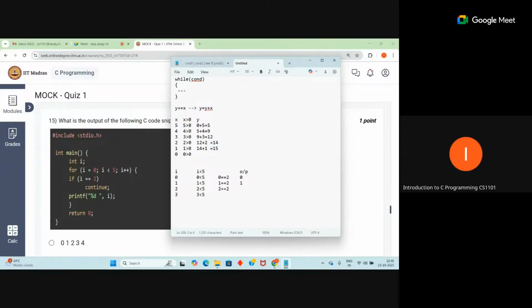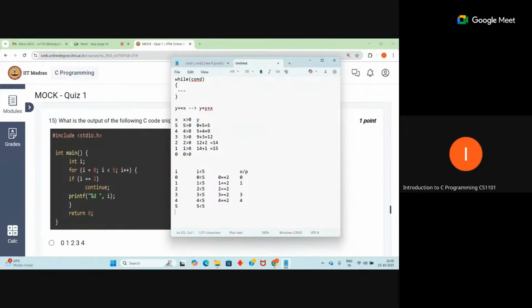So 3 less than 5, which is true. 3 equal to 2 is false. So it won't go to the continue. So the value printed here is the I value. So it will be printing 3. So now I will become 4. So 4 less than 5, which is also true. 4 equal to 2 is false. So it won't execute continue. I value printed is 4. Then it will become 5. 5 less than 5 is false.